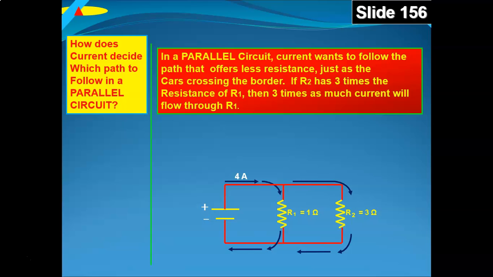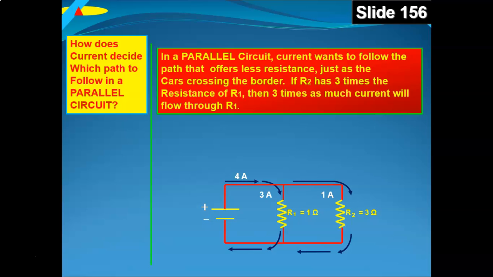So how much of it is going to want to go through R1, and how much of it is going to want to go through R2? Well, 3 amps is going to go down through R1, and 1 amp is going to go down through R2. Again, R2 is 3 times as resistive as R1, therefore 3 times as much current is going to want to go through the lesser of the 2 resistors. That's the 1 ohm resistor. And so that's really the essence of this lesson.